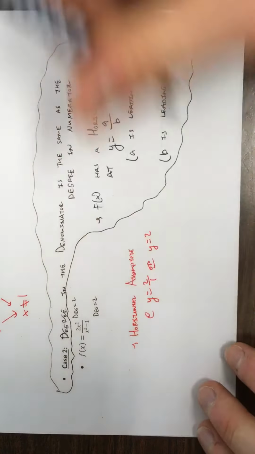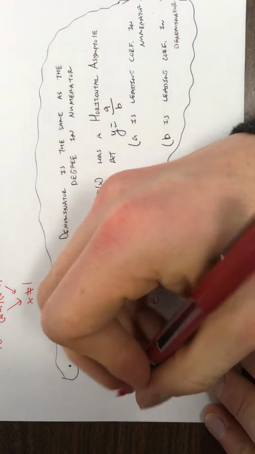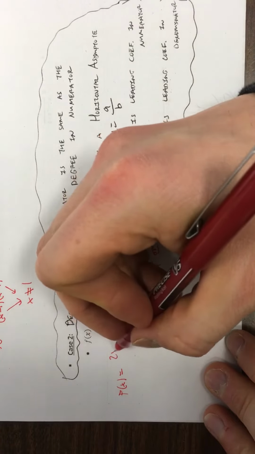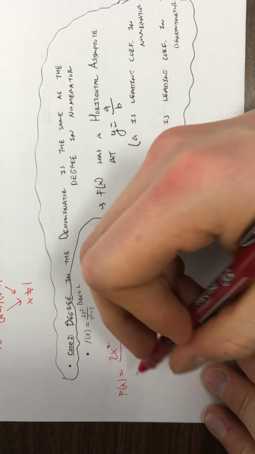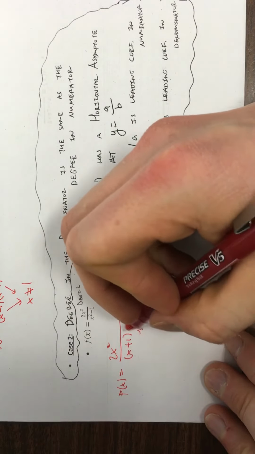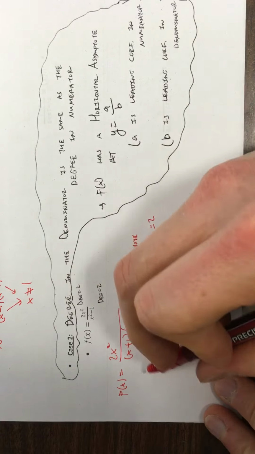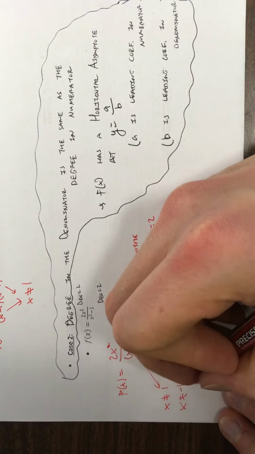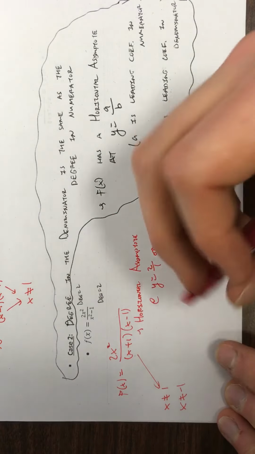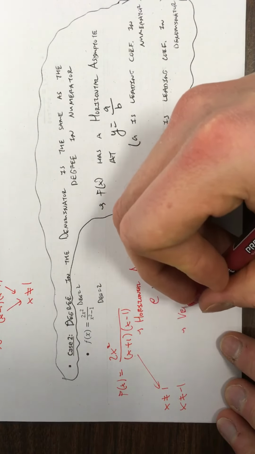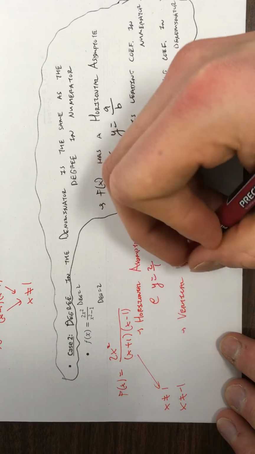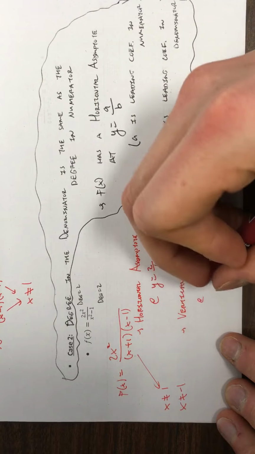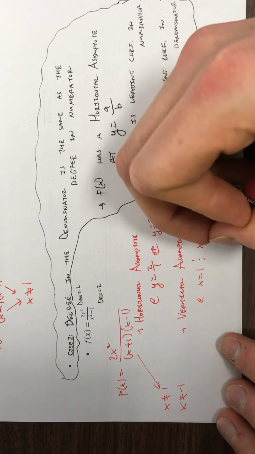But this function still has vertical asymptotes. We can factor this function. Our numerator, we cannot factor 2x. It's already factored. Our denominator we could factor as x plus 1, x minus 1. So from here, we know x cannot equal 1, x cannot equal negative 1, nothing canceled. And so here we have vertical asymptotes. This function in particular has vertical asymptotes at x equals 1 and x equals negative 1 as well.